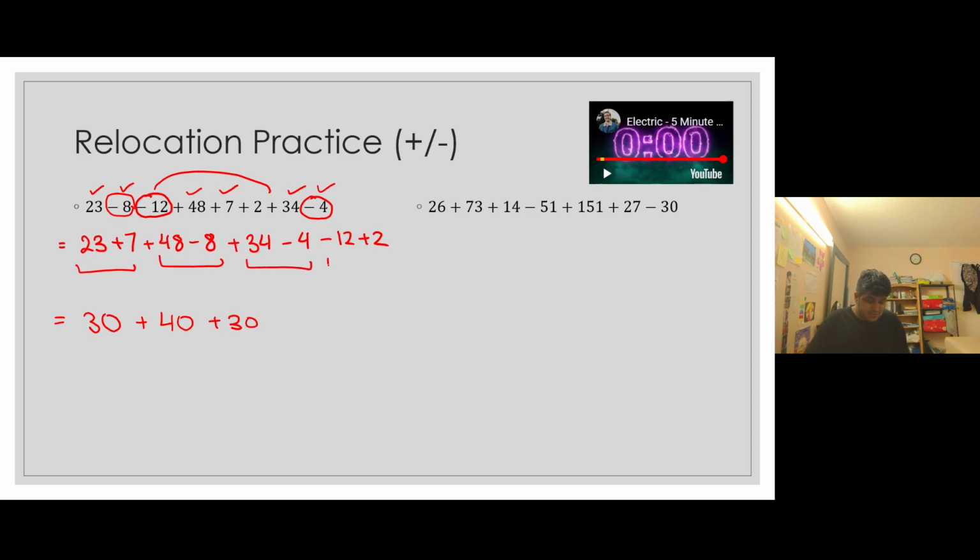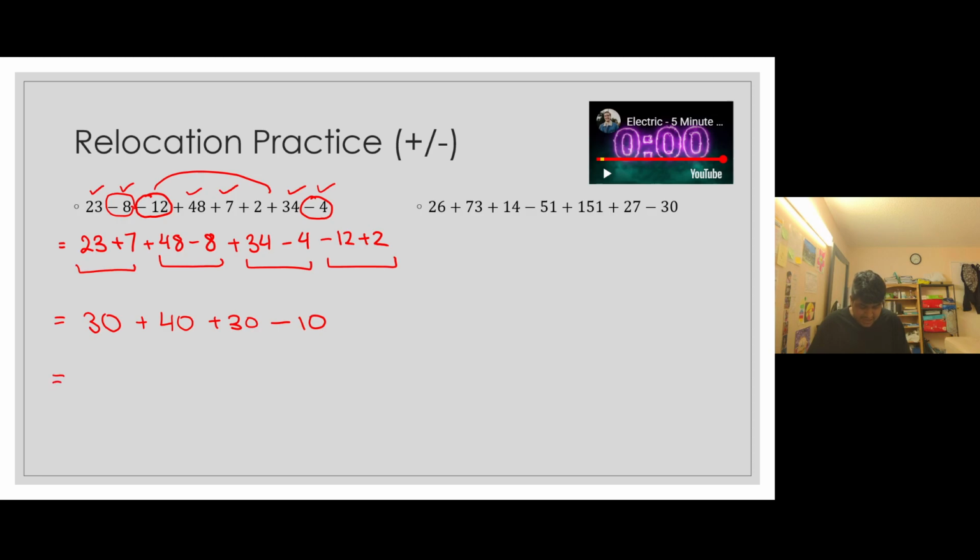And then negative 12 plus 2, that's an exception because we have more negatives than positives. We have negative 12 and then just positive 2. So it's going to give us an answer of negative 10. We know 12 minus 2 is 10, but the answer is negative because we have many more negative numbers than we have positive numbers in this case.